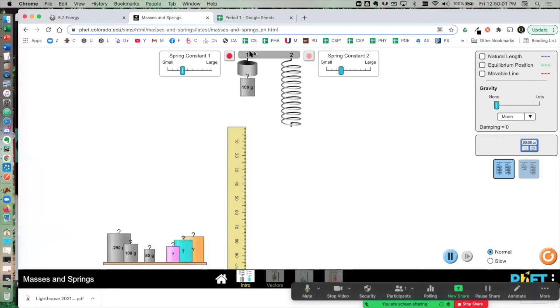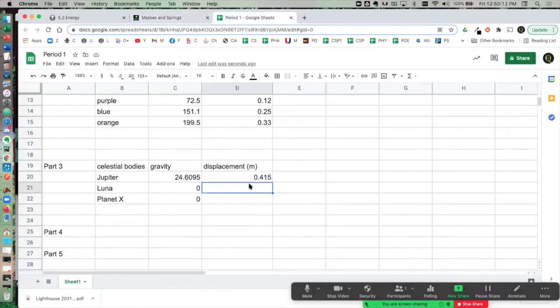Moon. Wow, didn't pull it very far. 1, 2, 2.5. 0.025 meters.